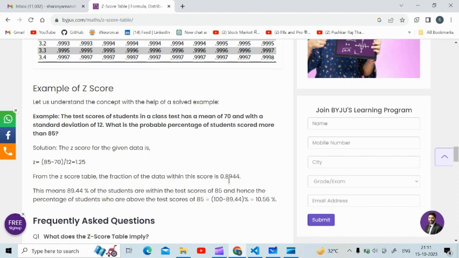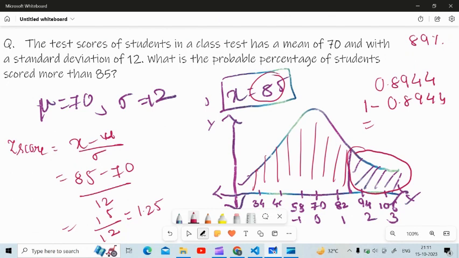Over here they have already converted into percentage, so for that purpose they subtracted it from 100. It's up to us: you can calculate 1 minus 0.8944 or 100 minus 89.44 percentage. Anyway, this is how the Z score, the Z table, and the standard deviation come into the picture. We converted the normal distribution data into a standard normal distribution, and by using the Z score value we found the area, whether it is less than or more than a given value.